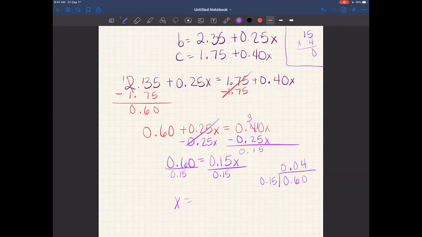4 times 5 was 20. Just so you guys can see, 4 times 1 is 4, plus the 2 is 60. So that gives me my answer. Am I done? No. Why? Because the question says, what was the price? So now I have to take this 0.04 and plug it into one of my equations.